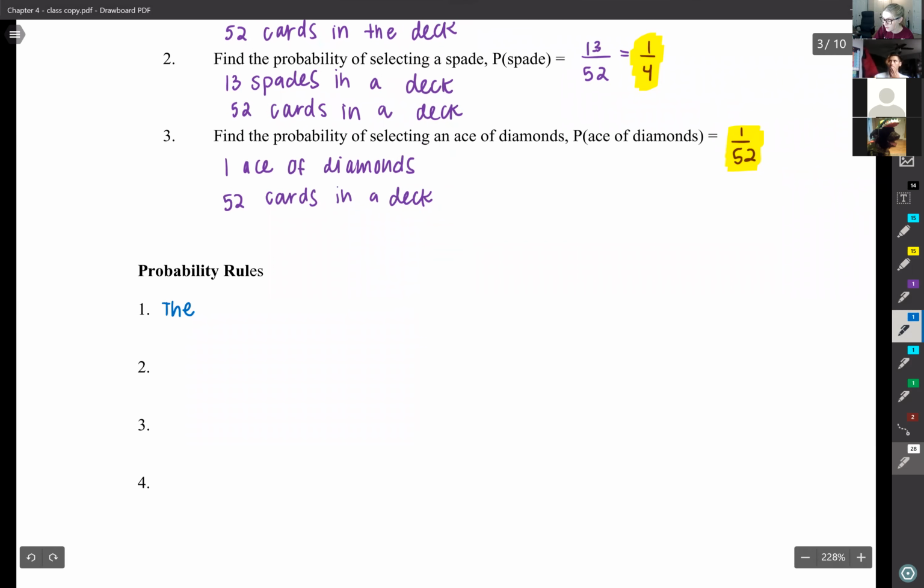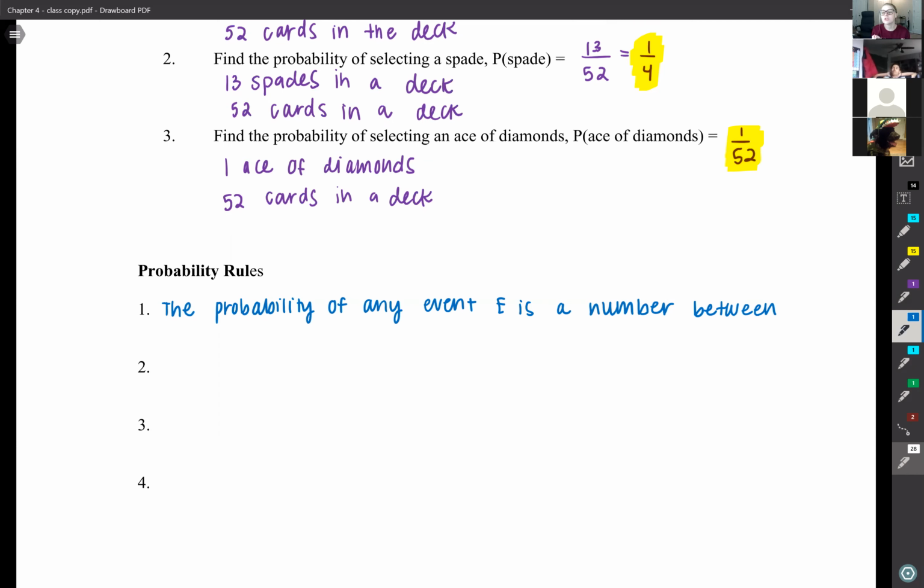So the probability of any event E is a number between, and I'm going to write a number between and including 0 and 1. So that just means that it could be 0 or 1. So it doesn't just have to fall between 0 or 1, it could be 0 or 1 itself. And I'll explain that a little more because that's some of the next rules that are coming up.